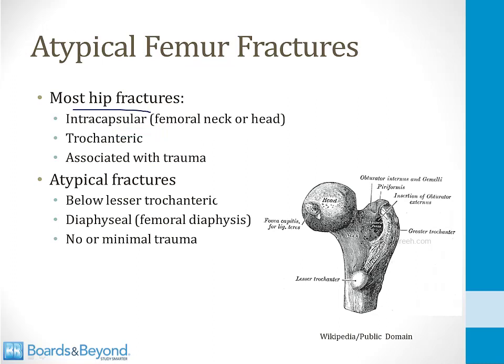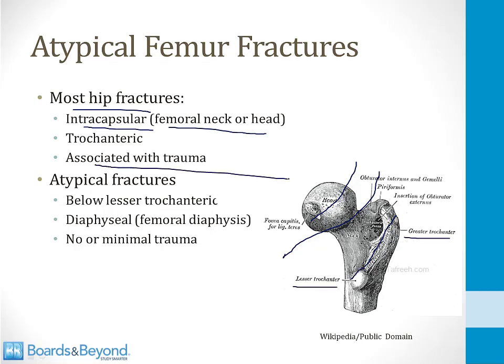Most hip fractures are intracapsular, meaning they occur in the femoral neck or head. So right here on this drawing, either at the neck of the femur or at the head. Some are also intertrochanteric, which means they occur right above the trochanters here, the greater and lesser trochanter. And these are the type of hip fractures that are associated with trauma that you commonly see among elderly patients.